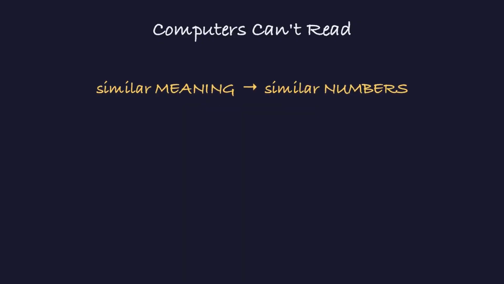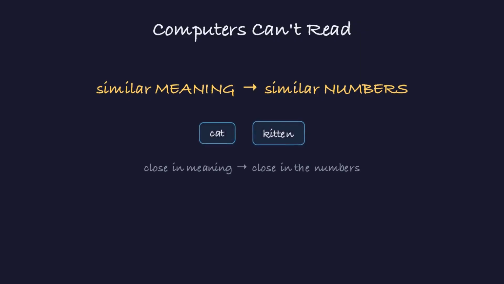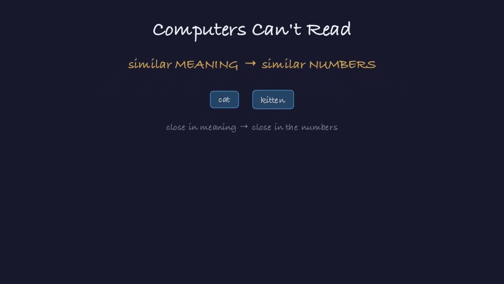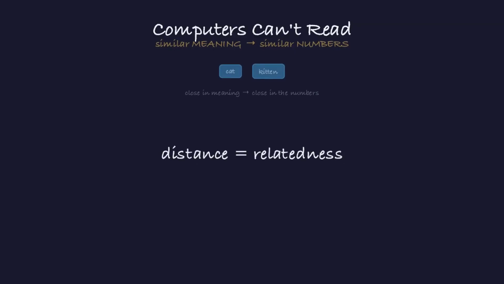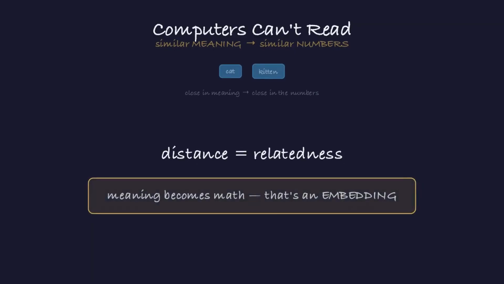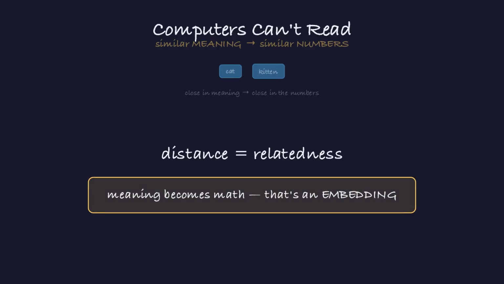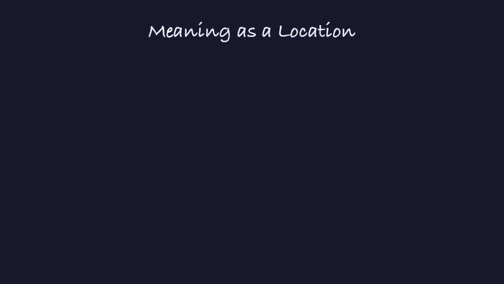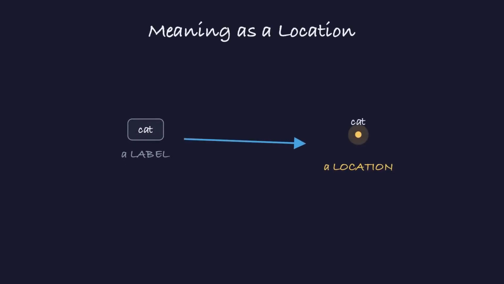So here's the real goal. Represent each word as numbers, where words with similar meanings end up with similar numbers. Where the distance between two things reflects how related they are. Nail that, and meaning becomes math. That's an embedding. Here's the key mental shift. Stop thinking of a word as a label and start thinking of it as a location.